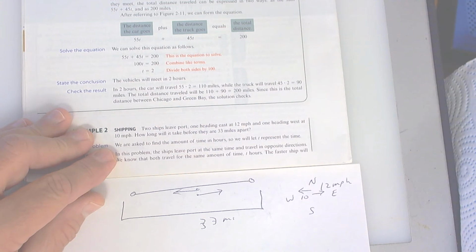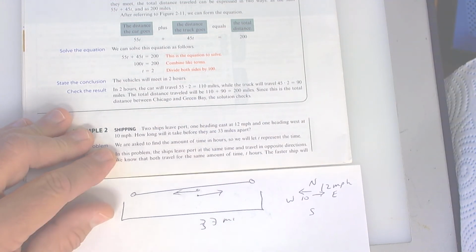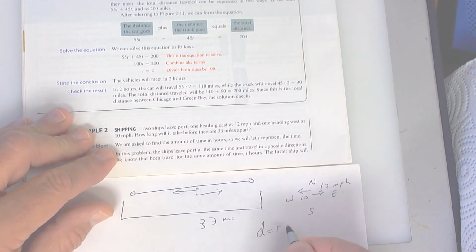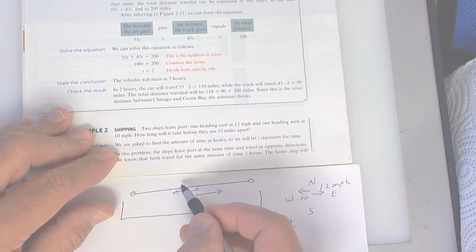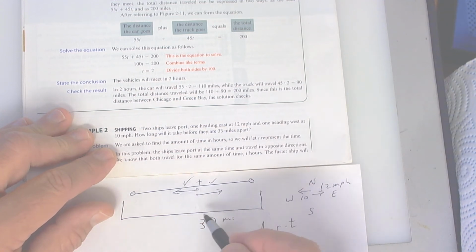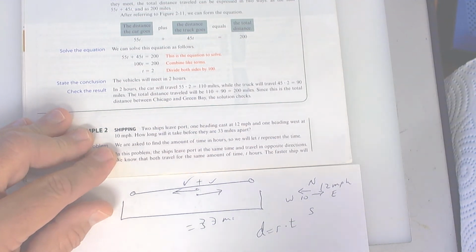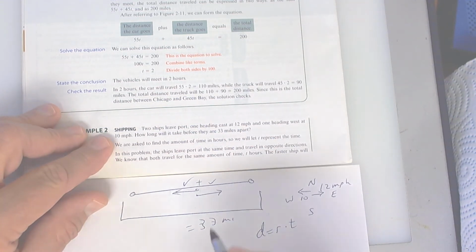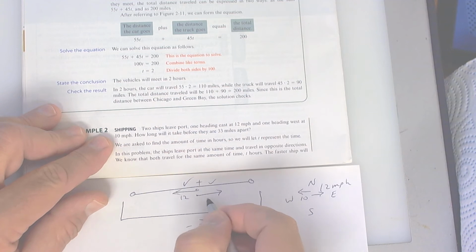Two ships leave port. Okay, so we assume they're leaving at the same time. So distance equals rate times time. What we're going to do is the same idea. We're going to add up this one plus this one and set it equal to 33. So one of them is 12 miles per hour and the other one is 10.